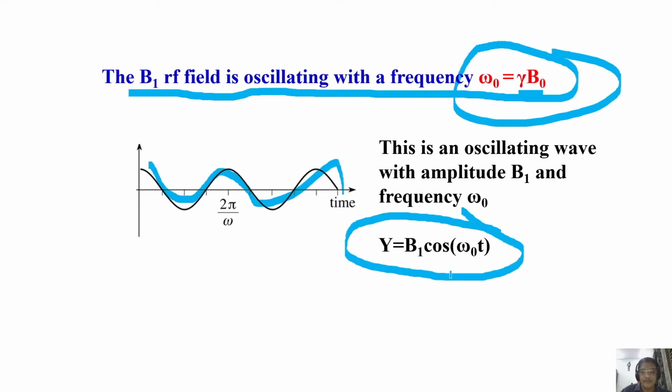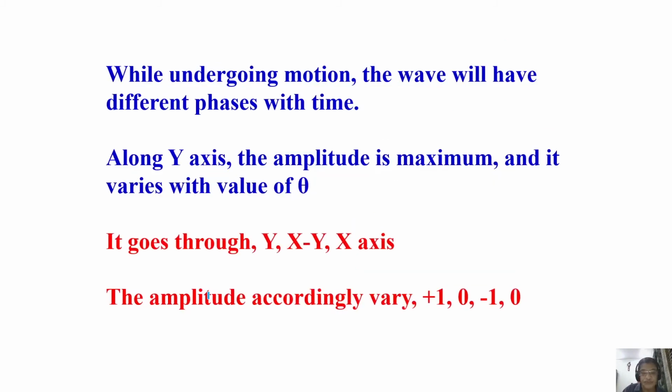The y component is this: y has B1 cos omega naught t. What is B1? It's the amplitude. And the oscillating frequency is given by omega 0. Any frequency you can take; we have just chosen some number here. This is the oscillating frequency. From this lambda you can calculate the frequency. Okay, fine. This is the concept of an oscillating wave.